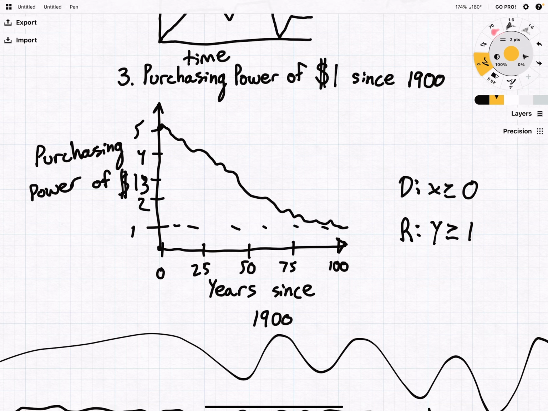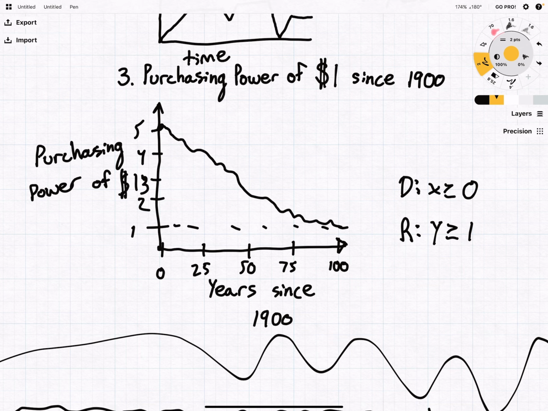So I just have some arbitrary indicators in the y direction, 1, 2, 3, 4, and 5, and years in the x direction. Years since 1900, they're in intervals of 25 years. So the idea is that in 1900, you have the most purchasing power with $1, and then it decreases steadily over time. And that's mostly it with that. There's nothing too complicated with it. Just a simple graph showing the buying power of a single dollar over time.